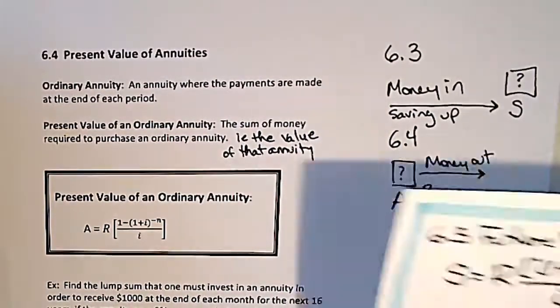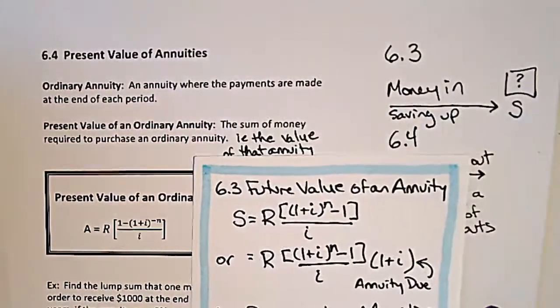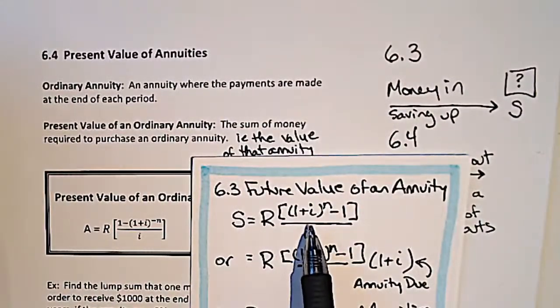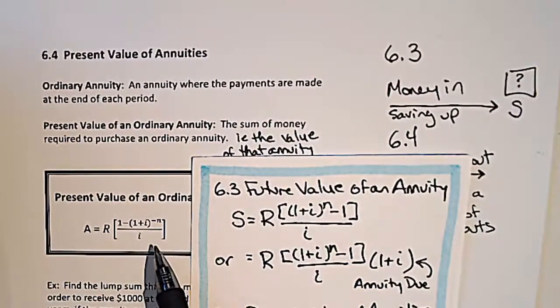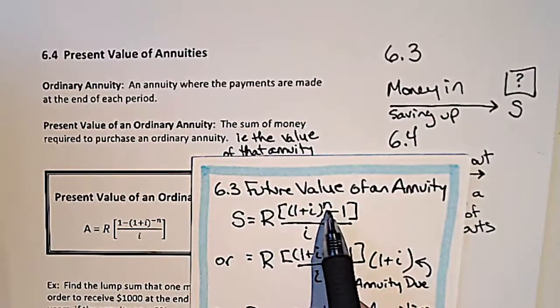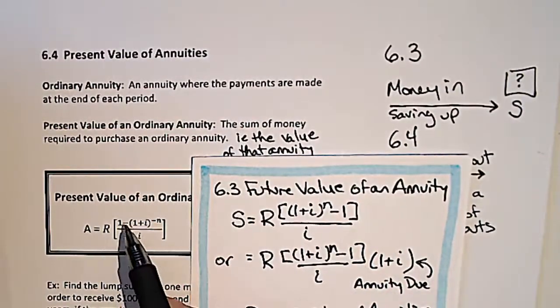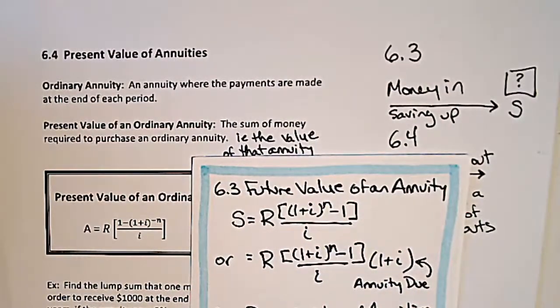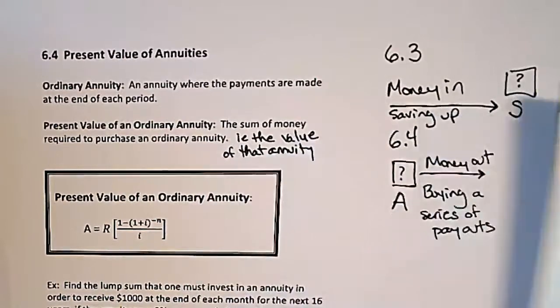And you can compare and contrast. It's not as easy as it looks what's going on. They look very similar, but you do see something. We've got the opposite of N here in our present value, whereas in the future value, we have N. We do have 1 minus this rather than this minus 1. So you can see how they're related. But the future value and the present value are going to be useful in different ways. So 6.4 is a present value.